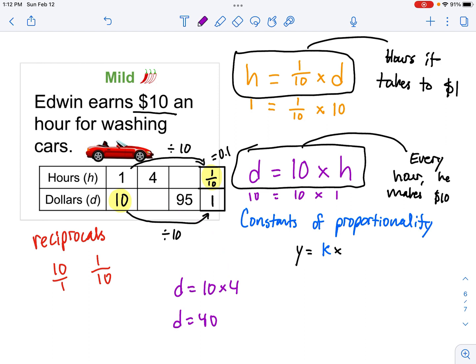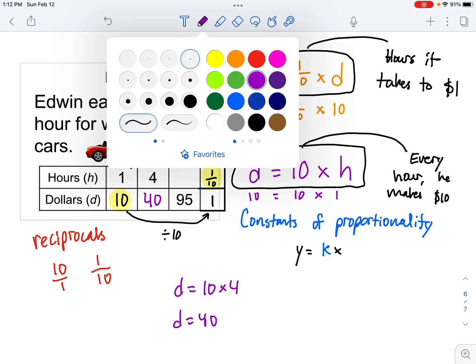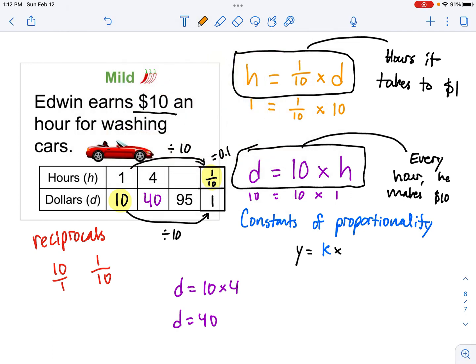Okay, so I have 40. And I can also use my other equation for this missing value. This time, I know how much money I made, and I need to find how many hours have passed. So I'm going to use the orange equation. H equals 1/10 times 95. If you do that in your calculator, you'll get H equals 9.5.